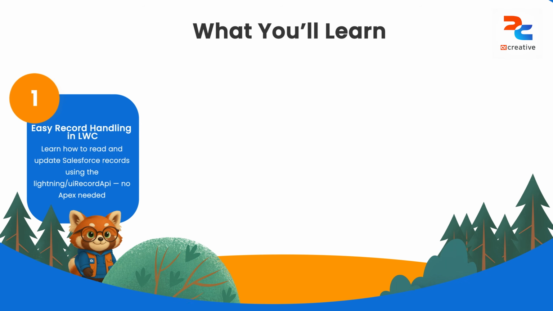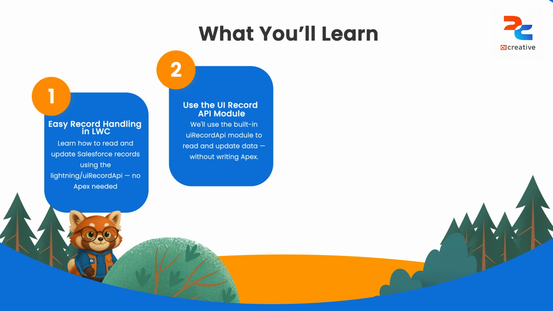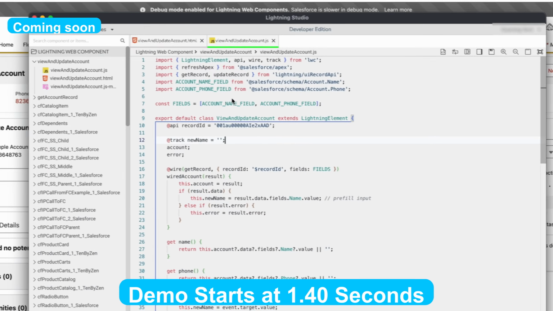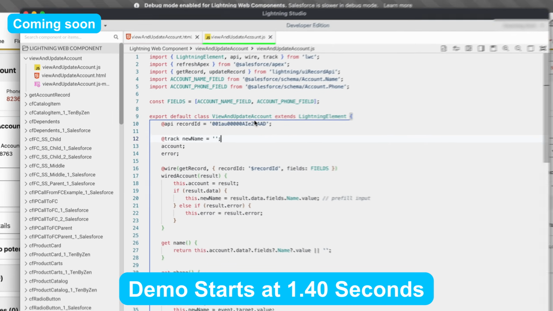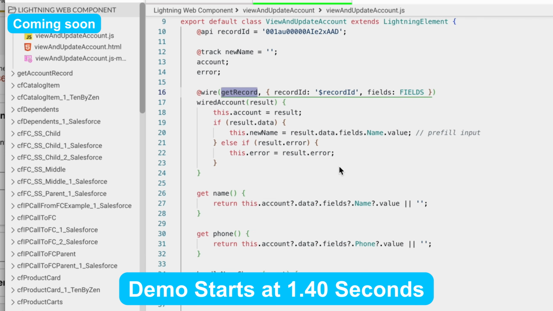How to easily work with Salesforce Records in Lightning Web Components using the uiRecordApi module from the Lightning Component package. Here, we will first fetch the account record using the get record and then update its name using the update record, all in JavaScript, and no Apex is needed.